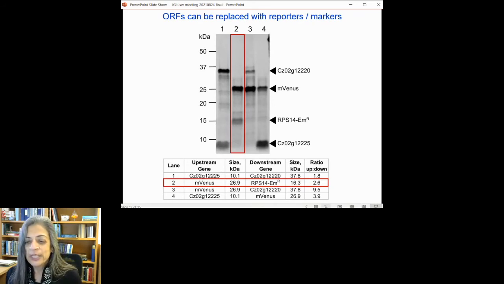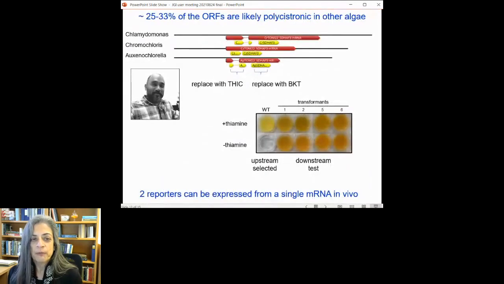And as I mentioned in the introduction, Jeff Mosley had just joined the group, and he brought to us the Oxygenchlorella system. So again, this is a green alga that has been very popularly used in the biotech sector. And what Jeff pointed out to us is that here are 2 polycistronic mRNAs from Chlamydomonas and Chromochlorus shown here.